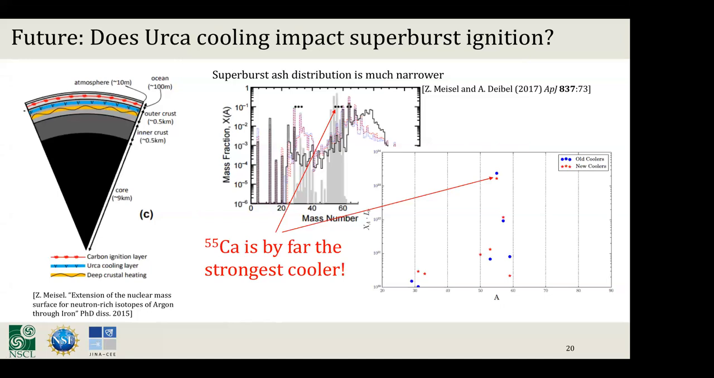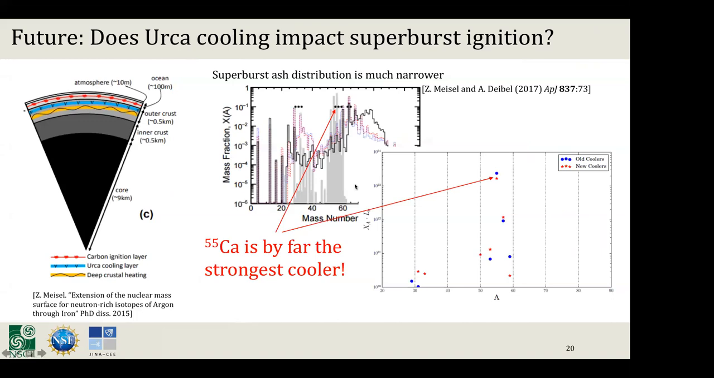As you can see here, this is a log scale, so this is orders of magnitude larger than its nearest competitors. Part of the reason for that is the narrower superburst ash distribution, but also because it's much more abundant. A equals 55 is more abundant in superburst ashes.